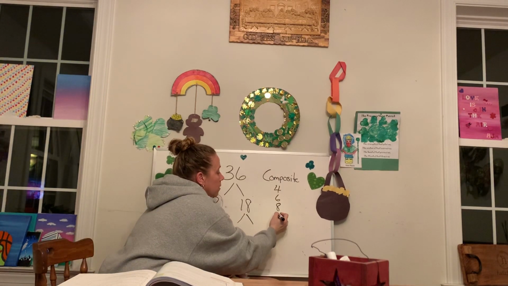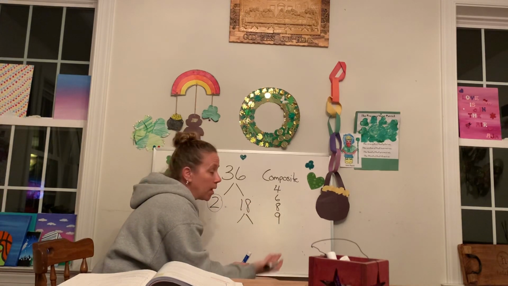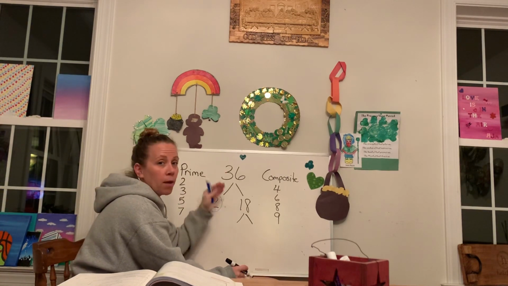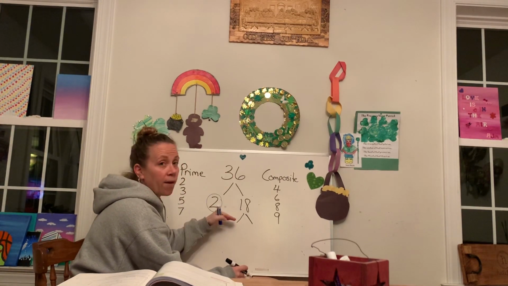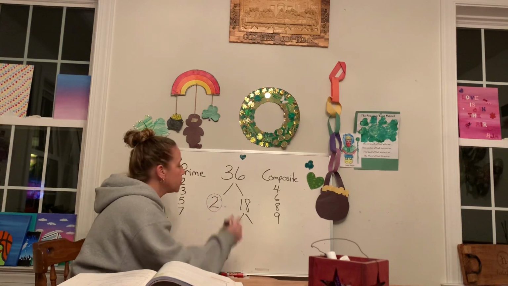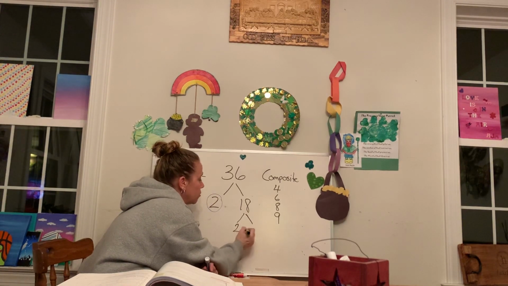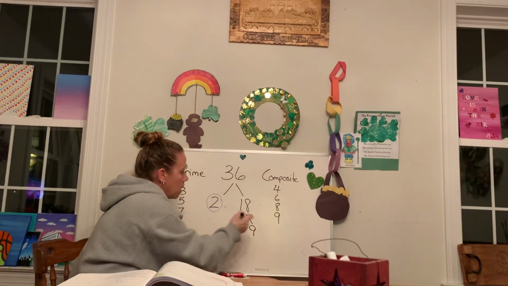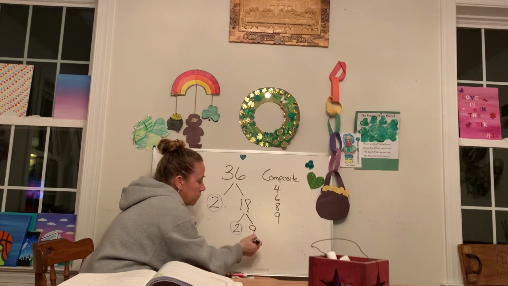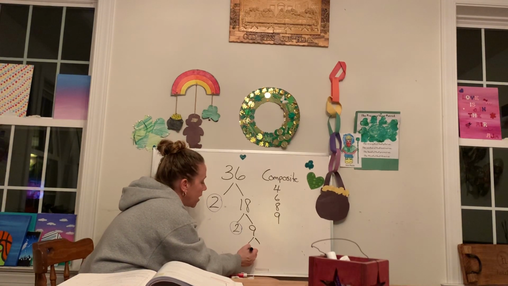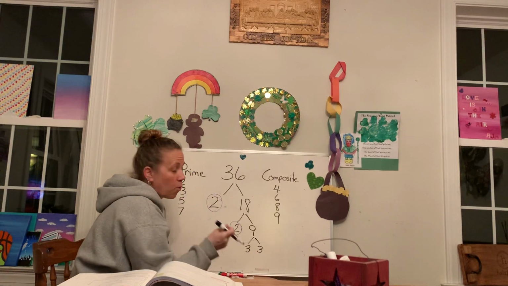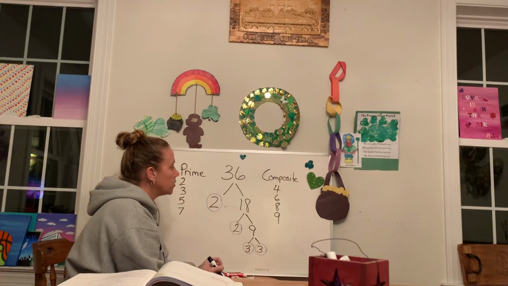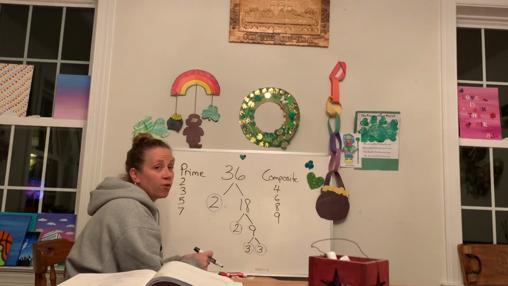8 is here. 9 is here. They don't have to be even. 9 has 1, 3, and 9 as its factors. So I prime factorize, do my factor tree until I get to all prime numbers. So I'm going to come here to the 18 and do 2 times 9. 2 is prime, so I'm circling it. 9 is composite, so I find my 2 factors, and that's 3 and 3. 3 is prime, so here are all of the prime numbers that make up the prime factorization of 36.